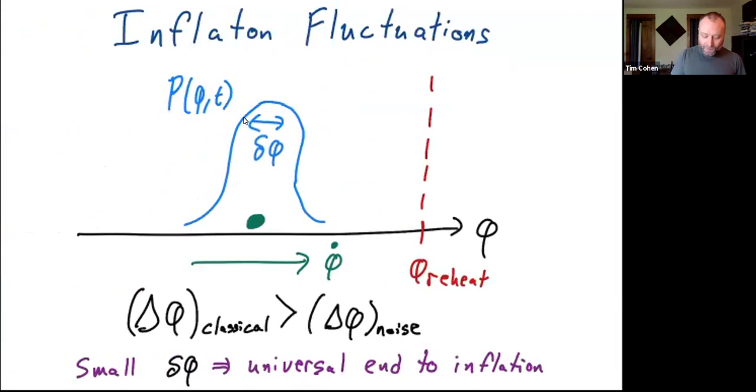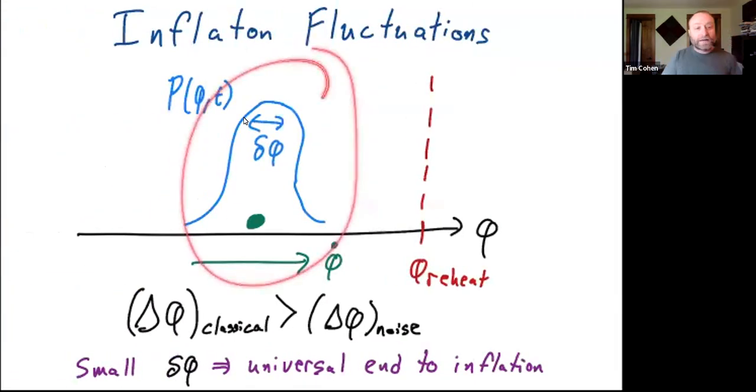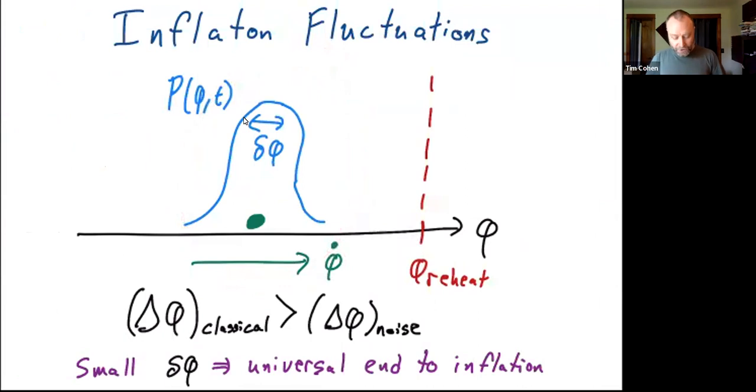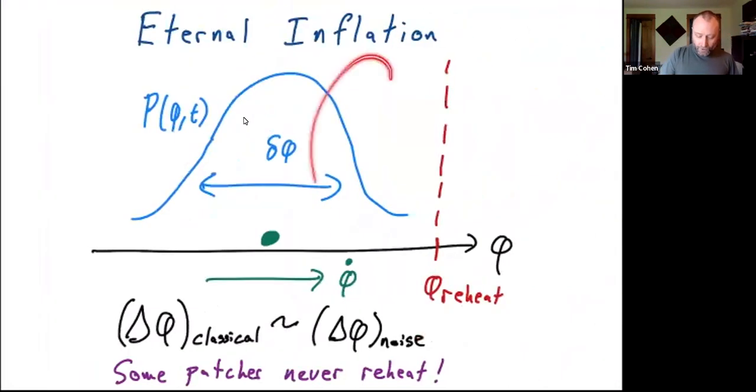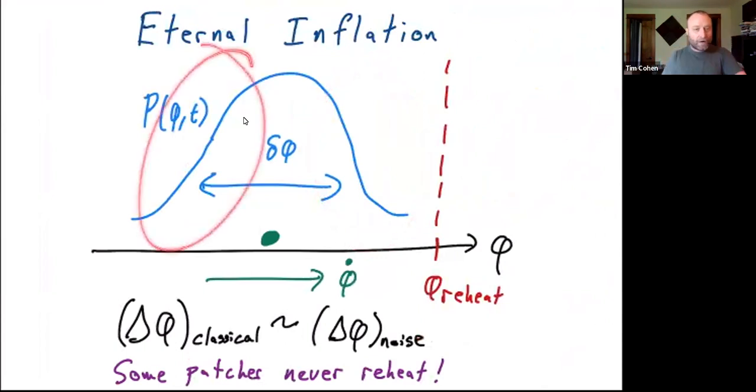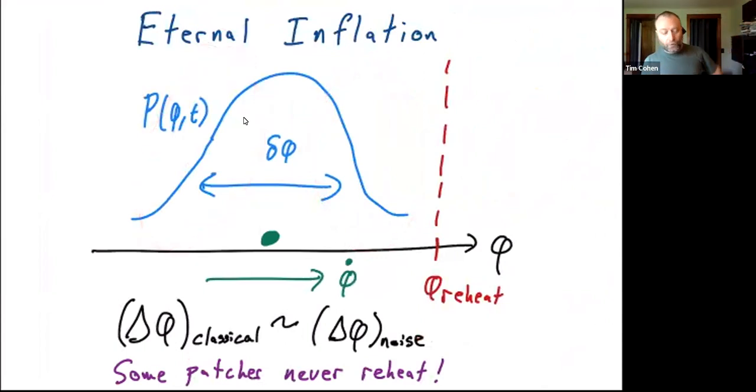If I go back, in this picture where our probability distribution is very localized, this distribution just all together hits the reheating surface and the whole universe reheats. In this picture, say this part of the distribution may hit the reheating surface, but this part, as a function of time, may get pushed further away. So there are always some patches of the universe that are inflating. That's the basic idea of eternal inflation.